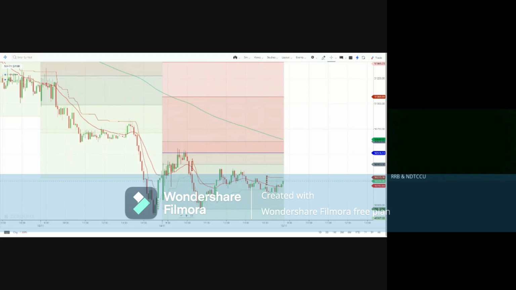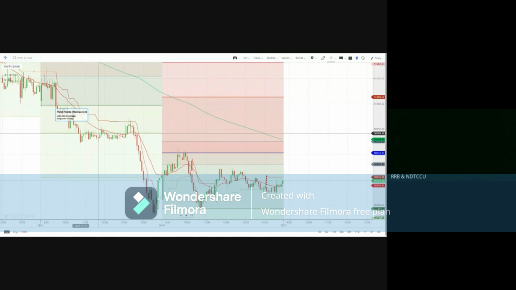So many would have thought of going long from here, and there are very nice firm green candles. Okay, but see these candles. So what happened here? Huge long positions were there.